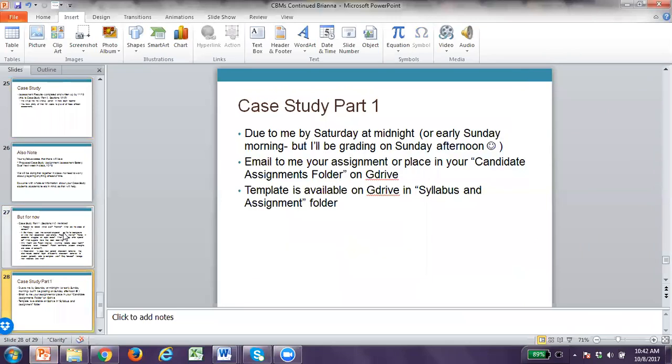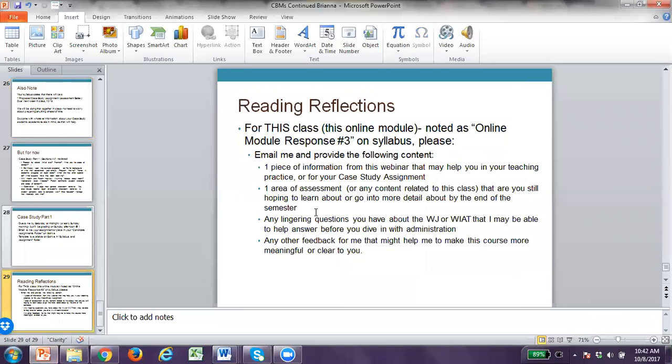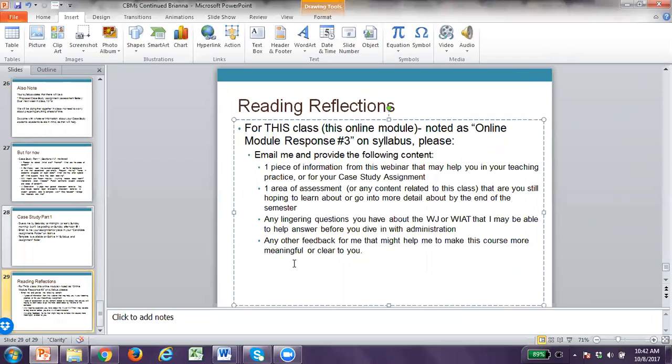Oh, this goes back to your case study part 1. So yeah, due by Saturday. I'm going to try to spend some time next week on scoring. You can email me your case study part 1 template, or you can put it in your syllabus and assignment folder. For our reading reflection, or module reflection, whatever it is for this class, to show that you participated, is going to be a quick email to me.